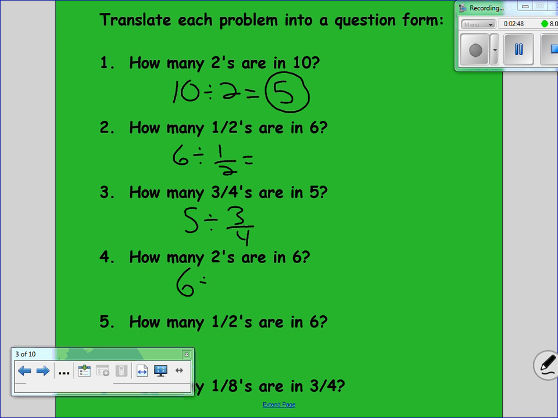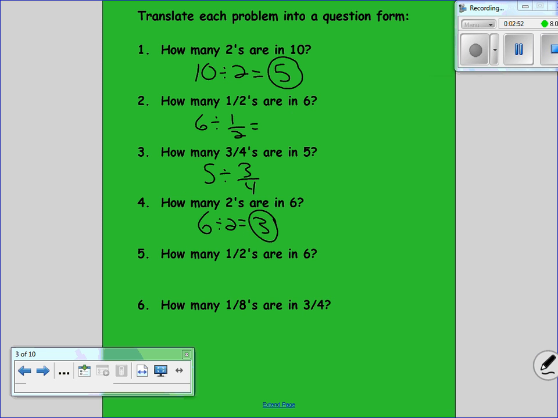6 divided by 2 equals 3. We know that one. 6 divided by half, just like number 2, equals what? 3/4 divided by 1/8 equals what?